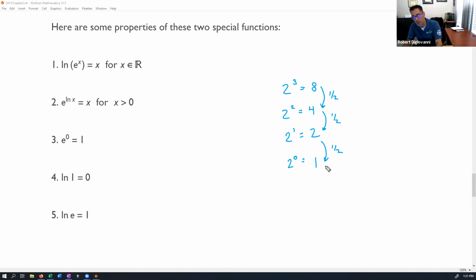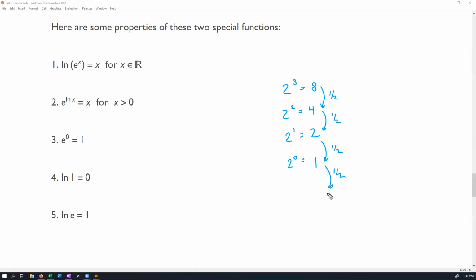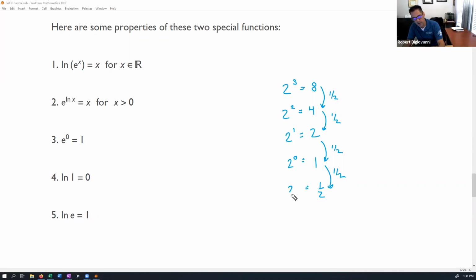And then check this out. What would happen if you do it again? What would be the next one? If we did half of 1, what would it be? 1/2. A half. Now, does it make sense? Because according to this pattern over here, it should be 2 to the negative 1 here, right? But isn't 2 to the negative 1 1/2? That's what it means, right? 2 to the negative 1 is the same as 1 over 2 to the 1.